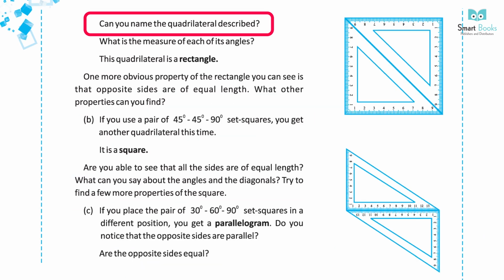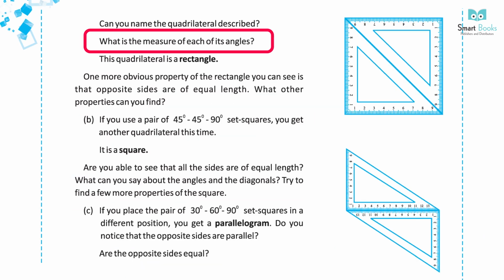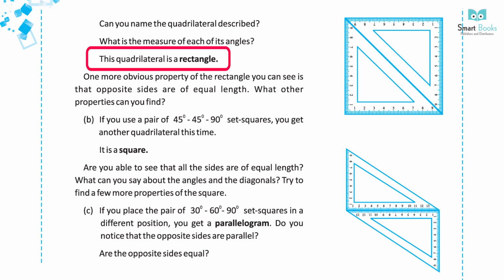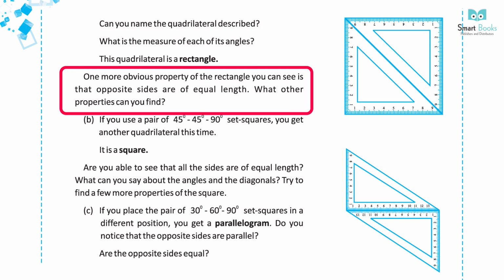Can you name the quadrilateral described? What is the measure of each of its angles? This quadrilateral is a rectangle. One more obvious property of the rectangle you can see is that opposite sides are of equal length. What other properties can you find?